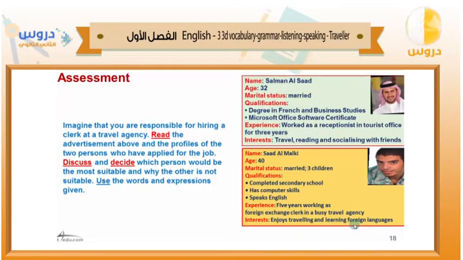Okay, now you're the boss. You have these two applicants. Which one do you choose and why? For me, if I were the boss, I would say Salman Al-Saad is better. He's younger, and he has a college or university degree, and he speaks French, and he got certified computer skills, and he got some good experience. 3 years is good, and he's interested in travel, and he likes to meet new people and socialize with other friends. You may take Saad if you like.